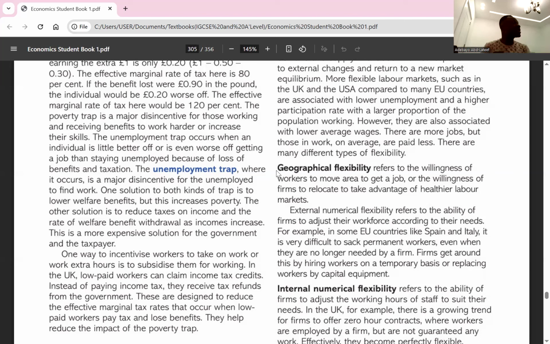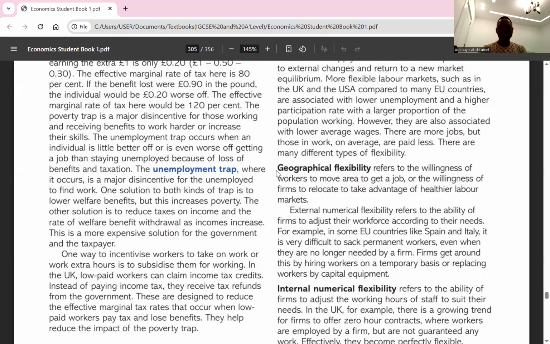You are increasing the numbers of workers, but you are making that adjustment based on your demand, based on the demand within your organization. So it's just about your operations. You are adjusting the numbers of workers you have based on the demand in your company. That is external numerical flexibility.